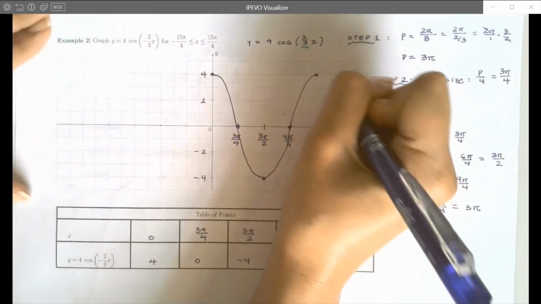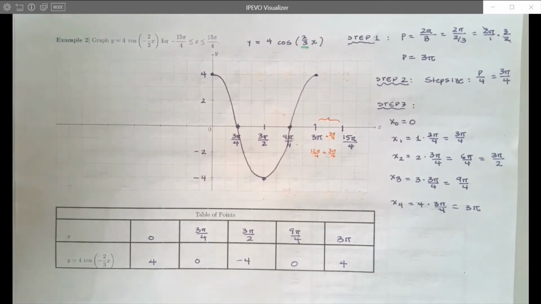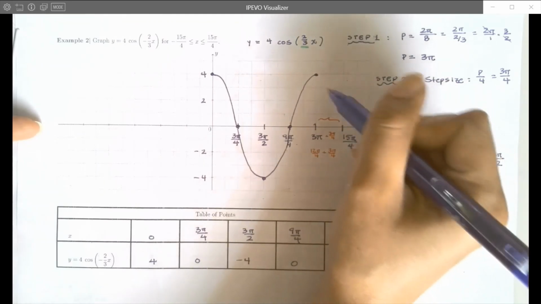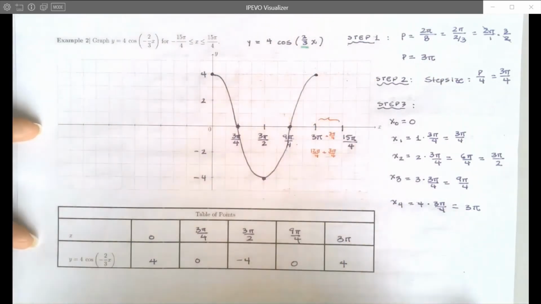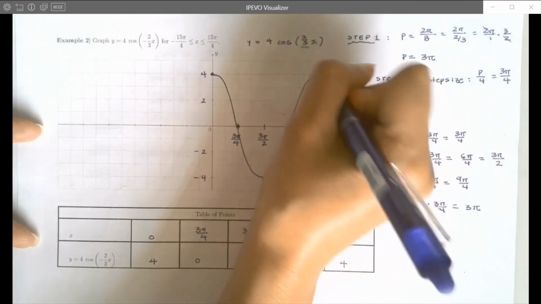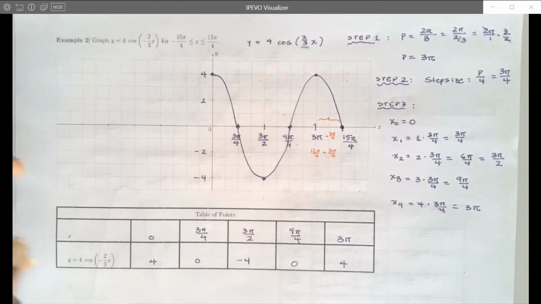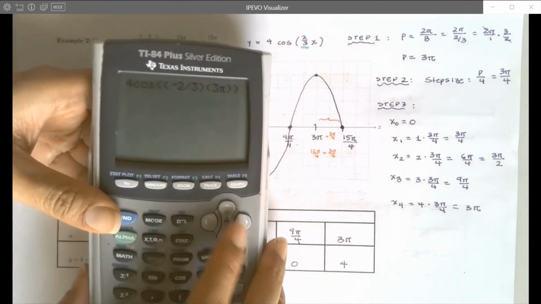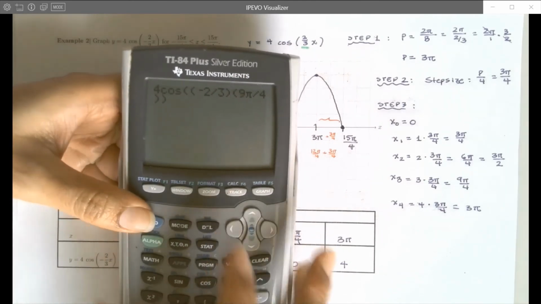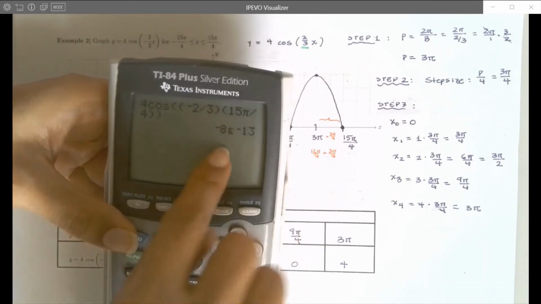So if you punch it into the calculator, there are two things. The first one is we can have an educated guess as to what's going to happen at 15 pi over 4. Since these two are equally spaced apart, we can guesstimate that it's going to go down to 0. But we can always verify it by punching it into the calculator. So instead of having this 9 pi over 4, I'm going to replace that with a 15 pi over 4.